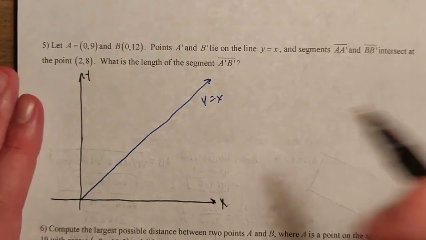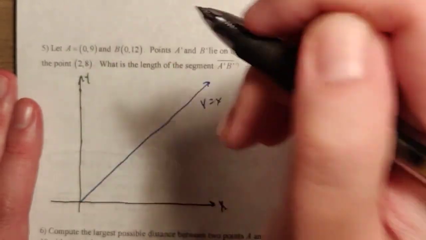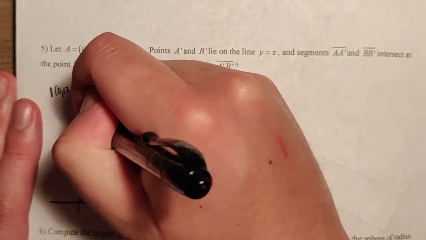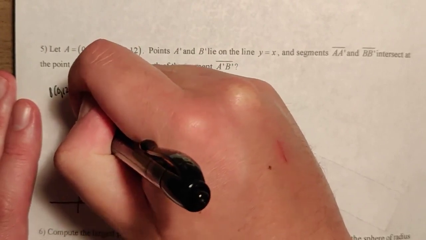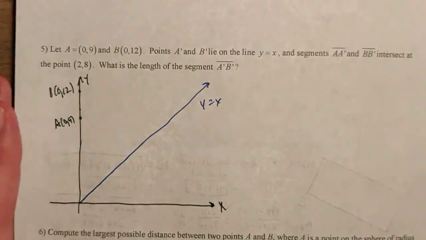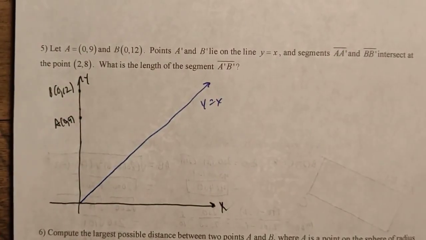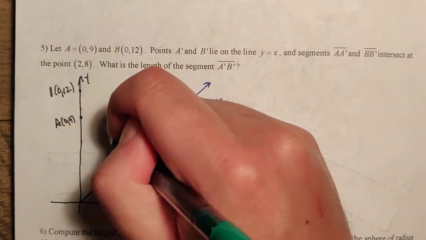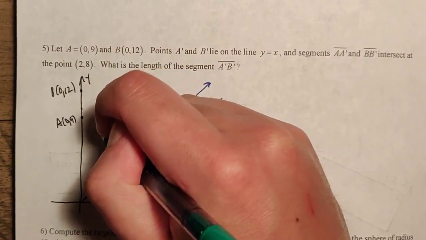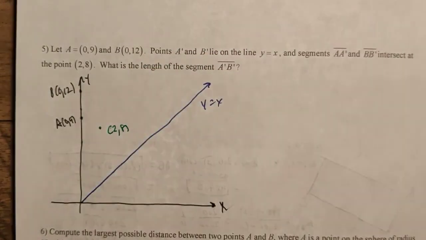Okay, so we're going to label our points. Here's going to be 0, 9, and 0, 12. So I'm going to put B up here, there's going to be 0, 12. And then 0, 9 is going to be about here-ish. Now, we are told that they intersect at the point 2, 8. So let me sketch 2, 8 into the picture here. It's going to be something like this. So here's our point 2, 8.